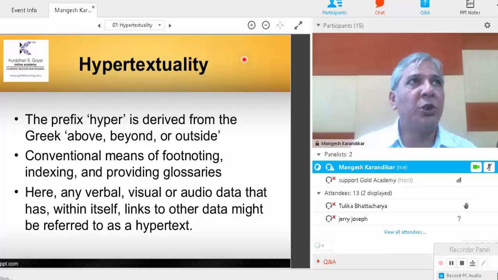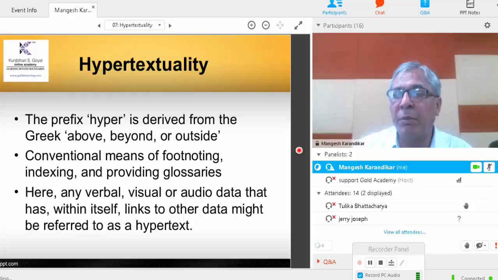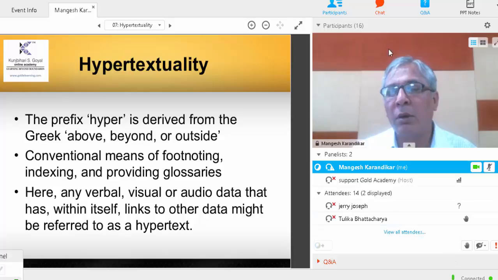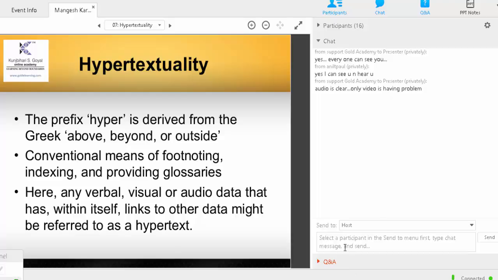Next one is hypertextual. So I hope you can see and hear. Can somebody send me a message or something so we can confirm this? Can you type in the chat window? Where's the chat? Is this the chat window? Okay, I'm continuing regardless. I'm going to continue my lecture. What do I click for chat again?